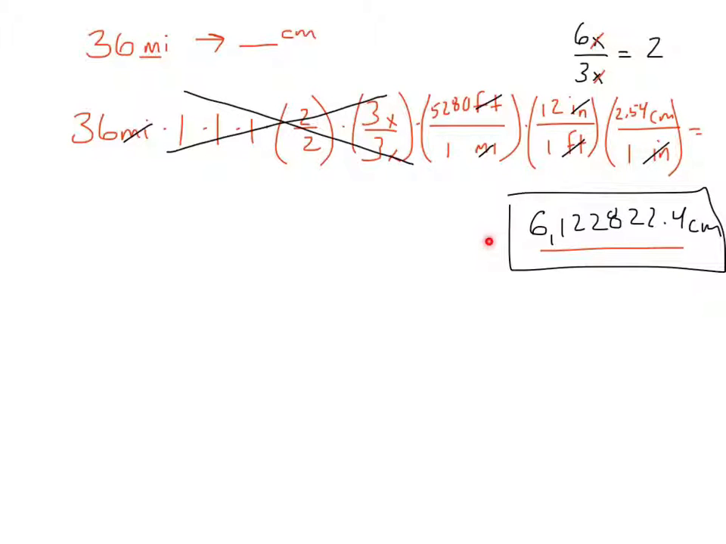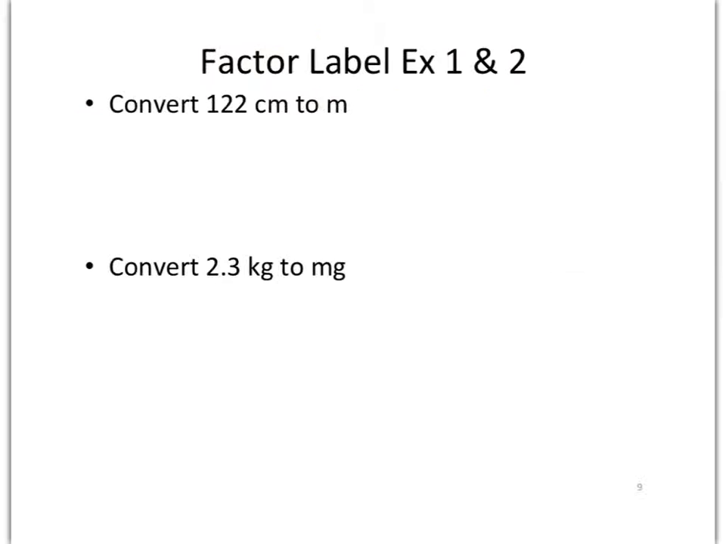So that's what factor labeling is: taking these labels or units and turning them into different quantities, you might say. Okay? So let's go back to our notes. We're going to convert centimeters to meters, and this should be easy. I actually gave us sort of a difficult one. 122 centimeters. Let's go ahead and just write that.